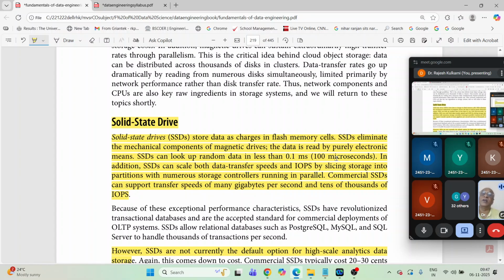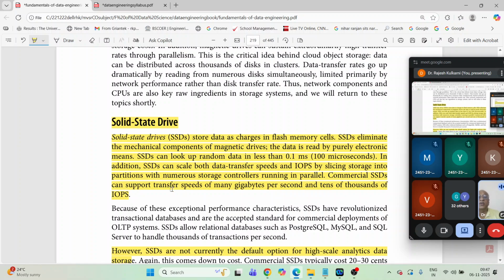So the second raw ingredient being mentioned is SSDs, which we all know as solid state devices. They will not be using these mechanical things. Movements will not be there. Disk platters will not be there. Instead, they will be using flash memory cells. So SSDs are eliminating mechanical components like magnetic drives, and that's why in comparison the performance is better.